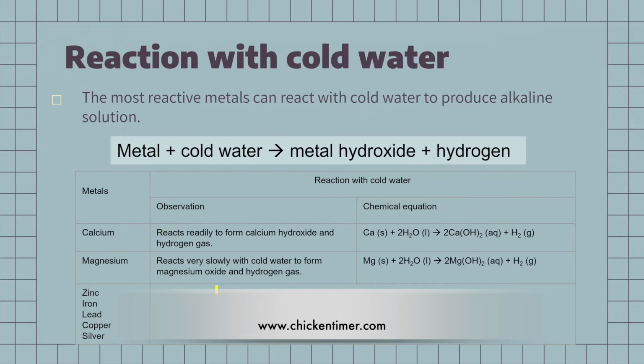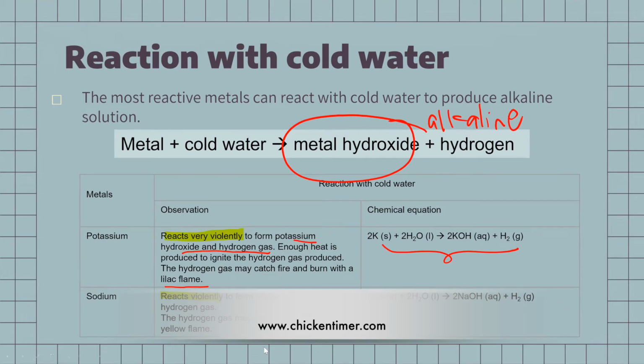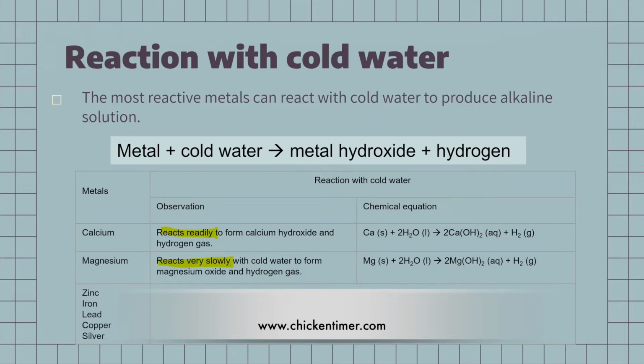Going next, the third in the reactivity series is calcium. It does not react violently, it reacts readily. It forms calcium hydroxide and hydrogen gas. Then magnesium is the fourth one. It reacts very slowly. So you notice how the description changes from very violently to readily and very slowly. Then anything after magnesium will not react with cold water. If they ask you to describe, you will describe in this manner.